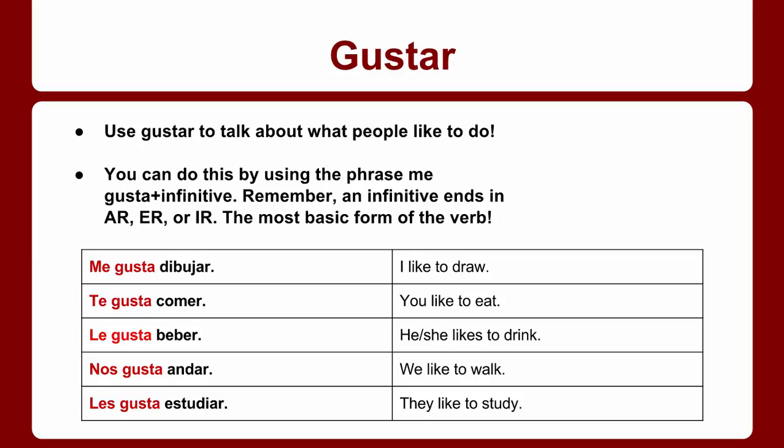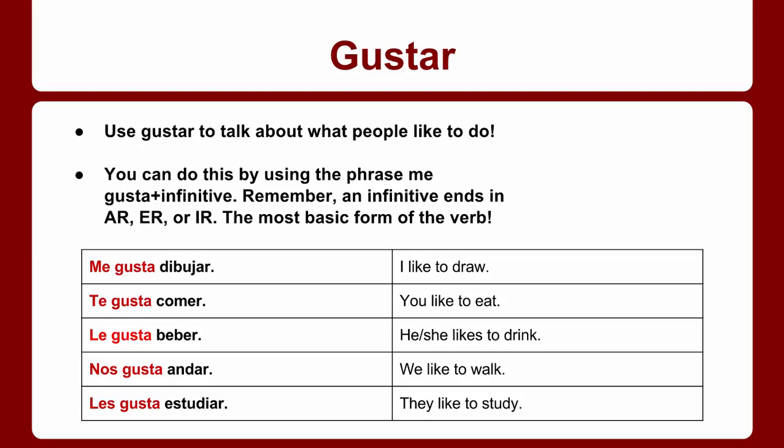So, here's how we form the verb gustar. In Spanish, if I want to say I like, I say me gusta. I could pair it with the verb dibujar to say I like to draw. Me gusta dibujar. On your note guide, you need to translate these sentences into English. If you want to say you like in Spanish, we say te gusta. I could pair this with the verb to eat and say te gusta comer.